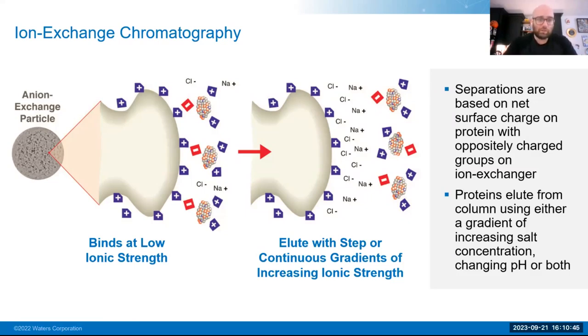So attempting to bind at a low ionic strength mobile phase to begin with, and then increasing that salt concentration or ionic strength over time to outcompete the protein on the ion exchanger to then allow for that separation. And again, as that ionic strength increases, you'll then begin to see the elution of your proteins in specific charge variants off of the ion exchanger.